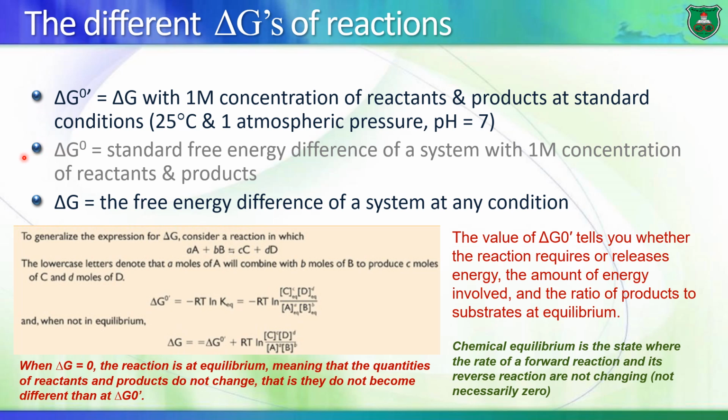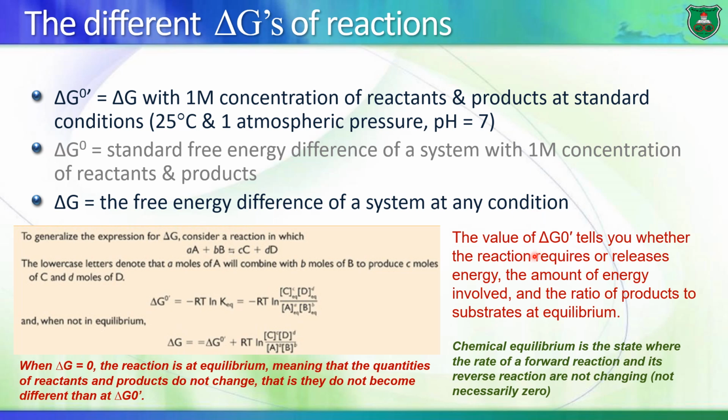We also have delta G naught, and that represents what is known as the standard free energy difference of a system, that is the difference between G of products and G of reactants, whenever you have 1 molar concentration of reactants and products, but not necessarily under standard conditions, that is 25 degrees Celsius, 1 atmospheric pressure and pH of 7. And then you have delta G. Now this is the actual delta G of a reaction. That's the delta G that exists, or the delta G of a system at any condition.